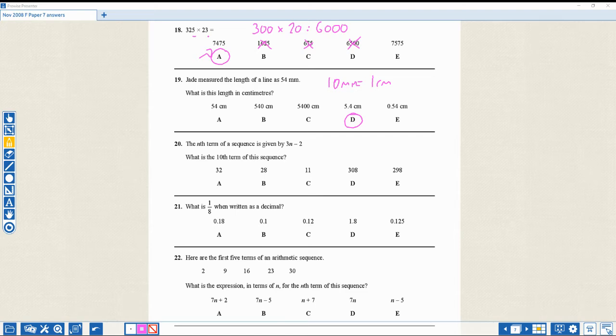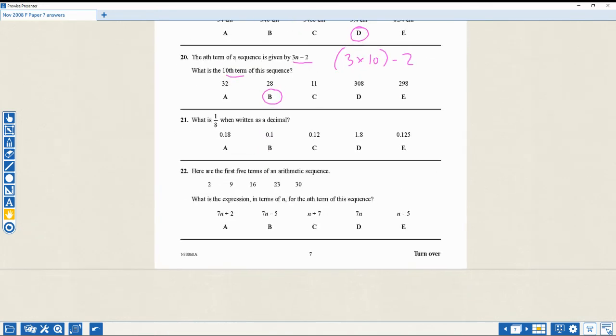Question 20, the nth term of a sequence is given by 3n minus 2. What's the 10th term of the sequence? So all we have to do is change n for 10, so put 10 in. So it's going to be 3 times 10 take away 2. So 3 times 10 is 30, take away 2 is 28.